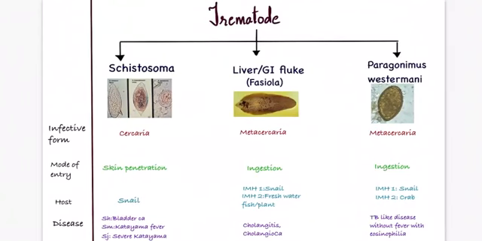Welcome to the second part of the parasitology discussion. In the first part, we had discussed the phyla Sarcodina, Ciliophora, Mastigophora, and Apicomplexa. In this part, we will be discussing trematodes, cestodes, and nematodes.